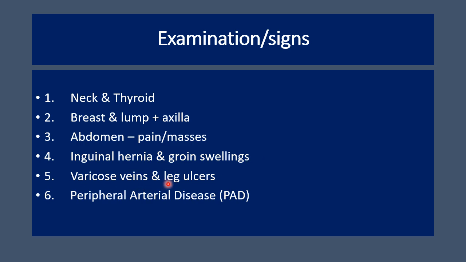Varicose veins and leg ulcers, non-healing ulcers, how to assess a patient with varicose veins and leg ulcers, and also to examine a patient with peripheral arterial disease, PAD. So these are the 6 important topics you must be able to examine the patient to obtain the various signs in these patients.